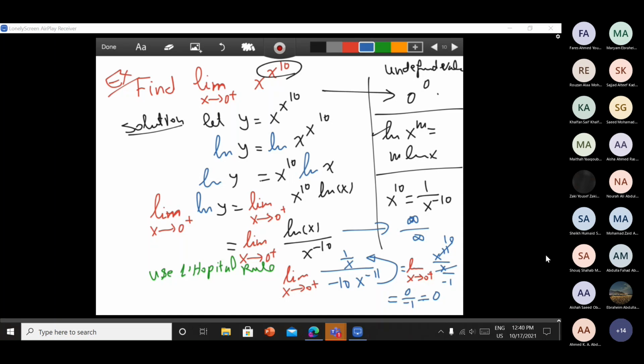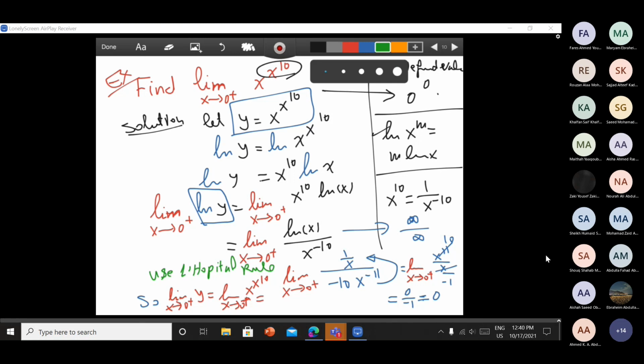Okay, but this is not the limit. This is the limit for what? For ln y. What is y? y is this one. So how to get the original limit? The limit for x tends to 0 from the right side for y only is equal to the limit when x tends to 0 from the right for x to the power 10, which will equal to what? Yes, e to the 0.